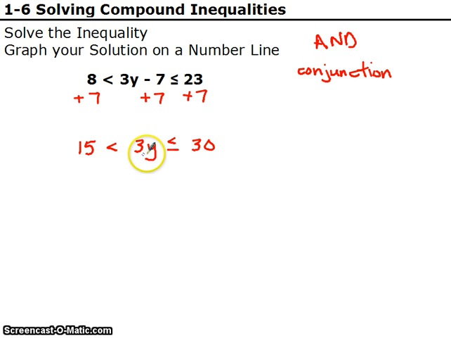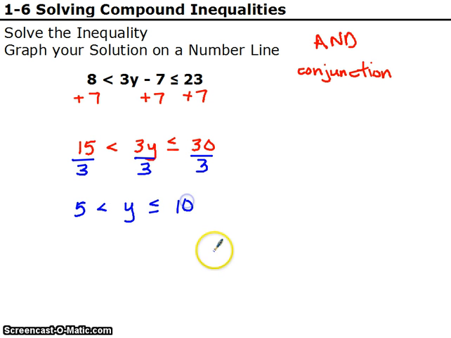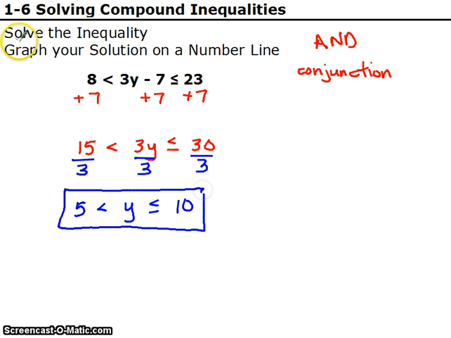All right, next we need to divide by 3. So again, all three sections. And we get 5 is less than y, which is less than or equal to 10. All right, so this is our solution. Our instructions were to solve, we did that, and graph on a number line.